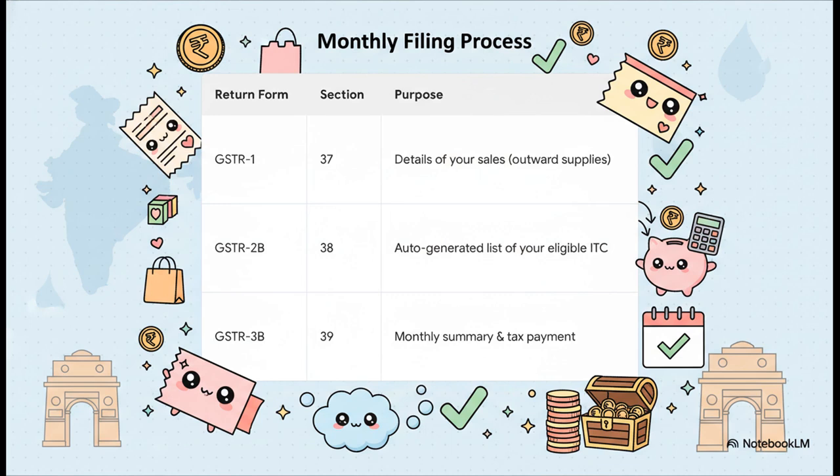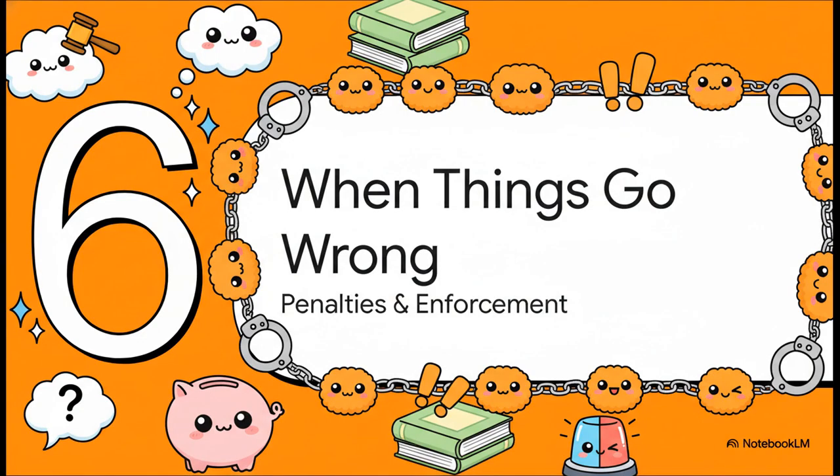So let's break down that core monthly filing process. It really boils down to 3 key forms. First, you declare all of your sales in a form called GSTR1. Then, based on that data, the system automatically figures out your eligible credits in GSTR 2B. And finally, you just confirm all the details and pay any tax that's due in your summary return, which is GSTR 3B.